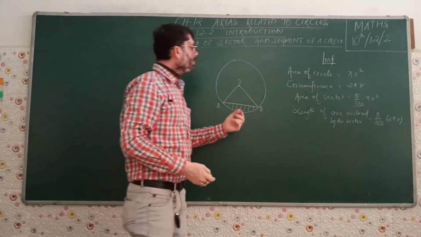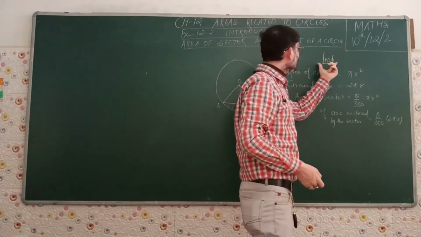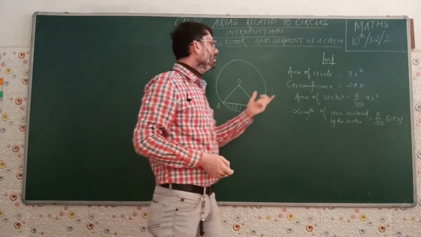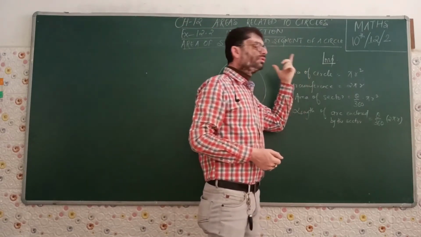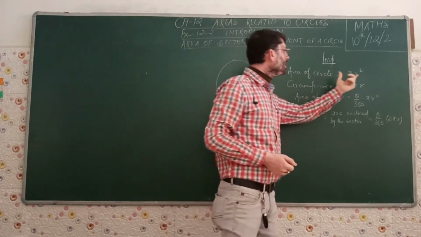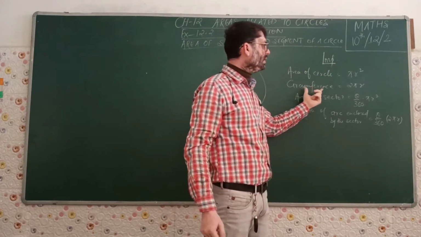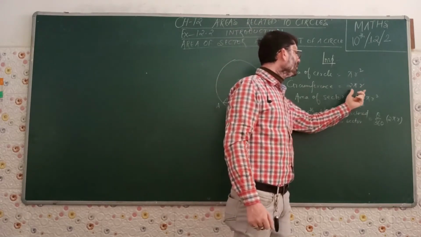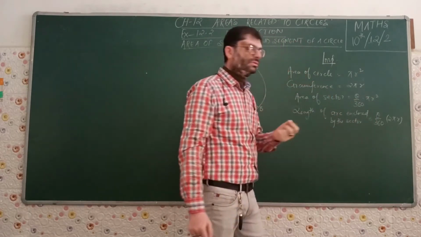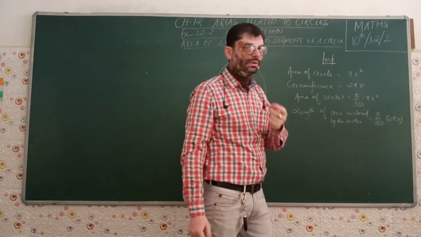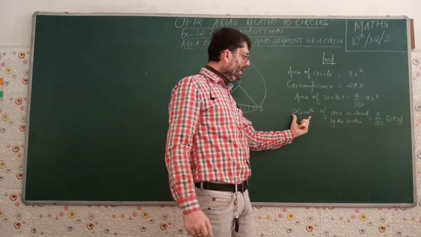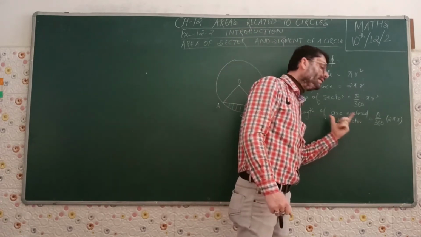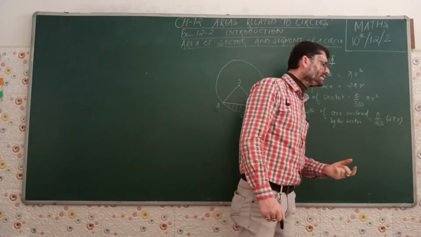Now we can conclude, or we have to remember, some important formulas that we have gone through till now. Area of the circle, which we went through in the previous exercise 12.1, is pi r square. Circumference of the circle is 2 pi r. Area of the sector, which we discussed just now, is theta by 360 into pi r square, and we should understand that area of sector means area of the minor sector. Length of the arc enclosed by the minor sector is given by theta by 360 into 2 pi r.